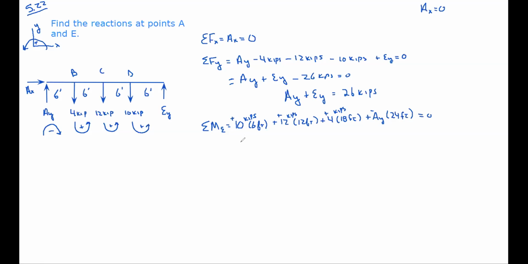All right, let's do our arithmetic. 10 times 6 is 60 kip feet. Whoa, another beautiful handwriting example. 12 times 12 is 144 kip feet. 4 times 18, I think, is 72. So that's 18, 18 is 36, 36, 36 is 72. Plus negative AY times 24 feet.